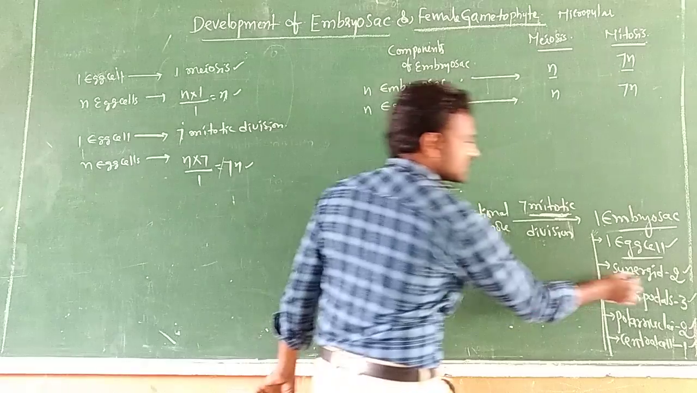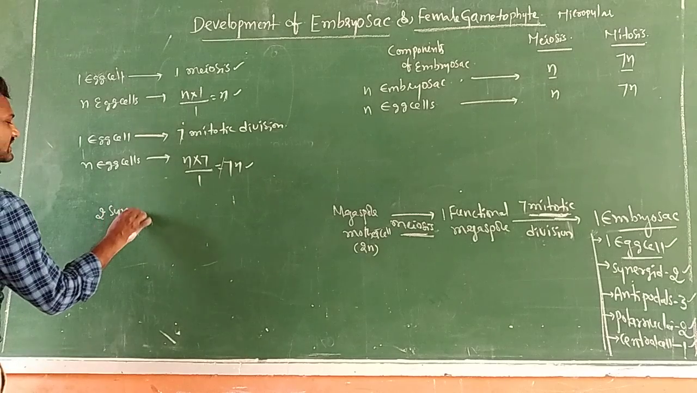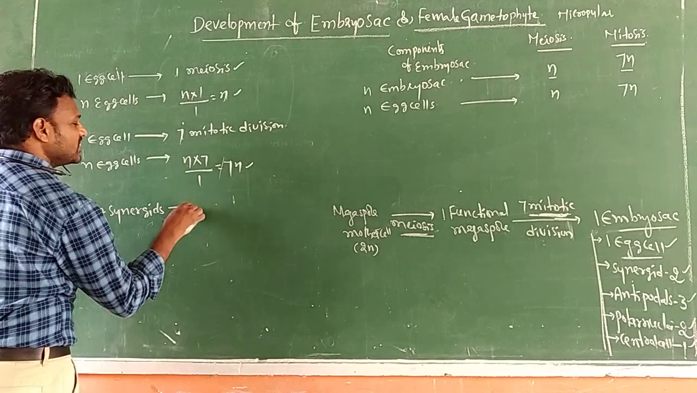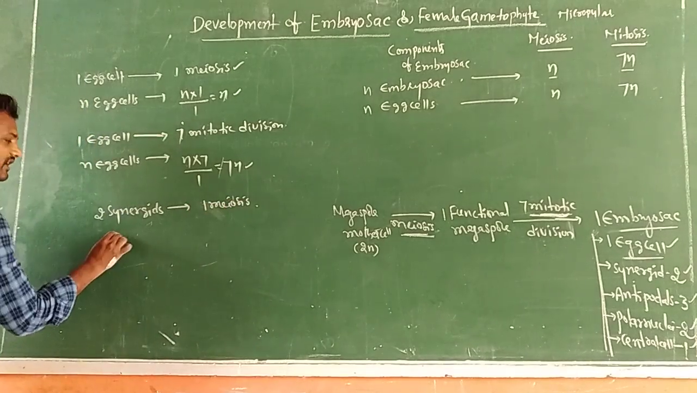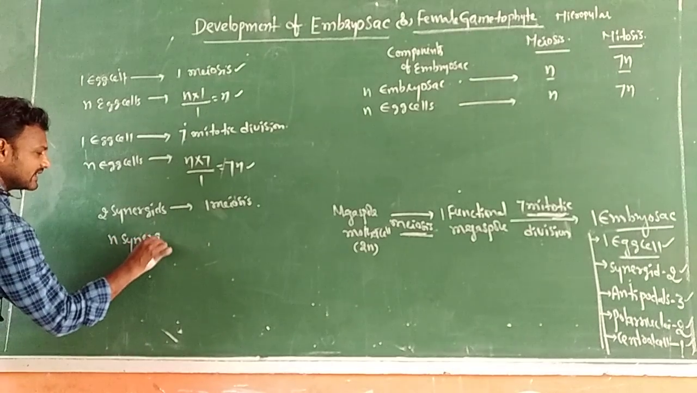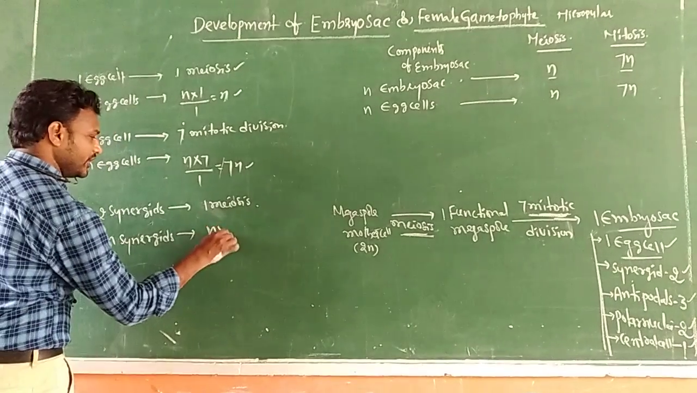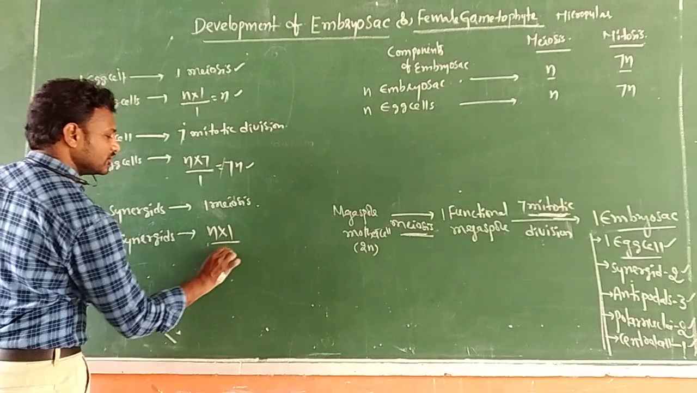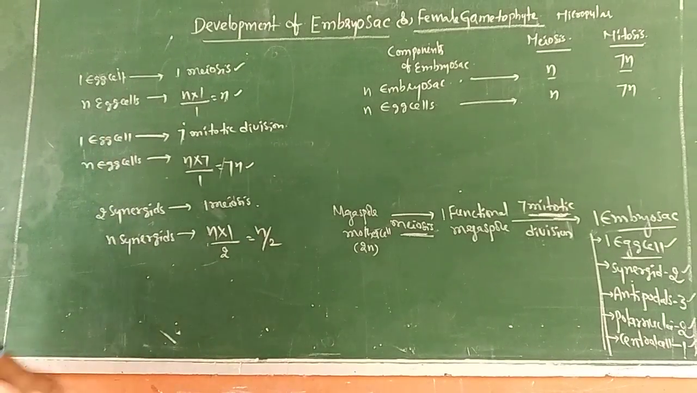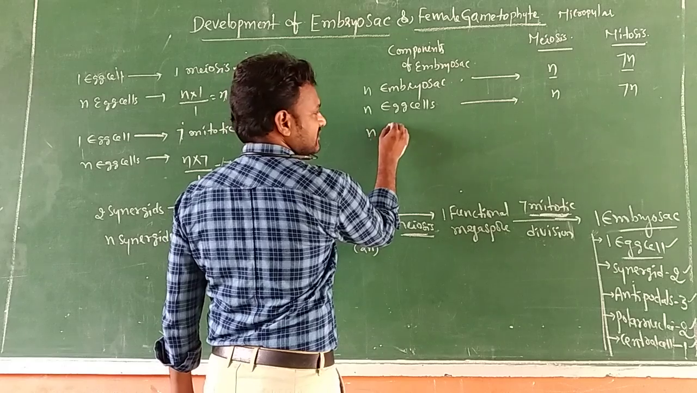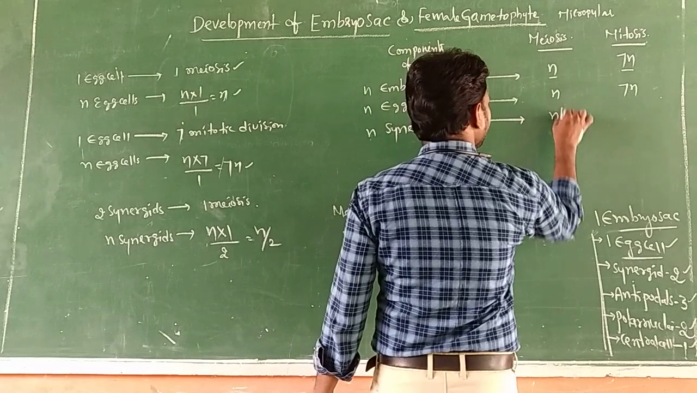Similarly, what is the other one? Synergids. How many synergids? 2 synergids. For the formation of 2 synergids, one meiosis is needed. N synergids require n into 1 by 2, cross multiplication, so n by 2. N synergids require n by 2 meiosis.